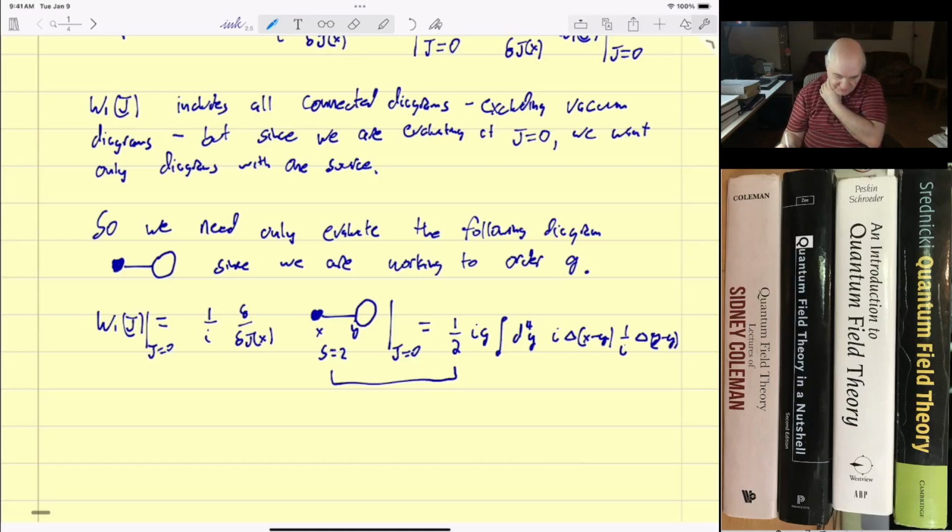You have to practice these things, converting the diagram to a mathematical expression. And we neglect the Z_g because that's about 1 plus order g squared, so we just use the 1 for the Z_g.